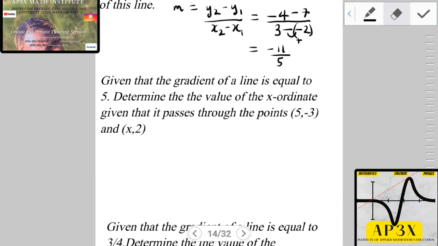Now, I had mentioned to you before in our first example the importance of actually writing down your formula, because remember that the gradient formula is an equation.